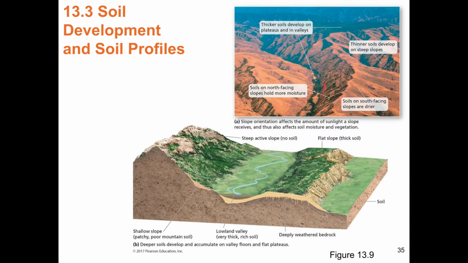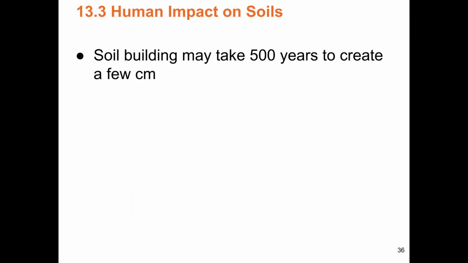Slopes that have more moisture are going to develop better soils because they'll have better plant growth, so there's more organic material, so there's more nutrients. Soil building can take 500 years to create a few centimeters, which is another way of saying it can take 500 years to make an inch of topsoil.